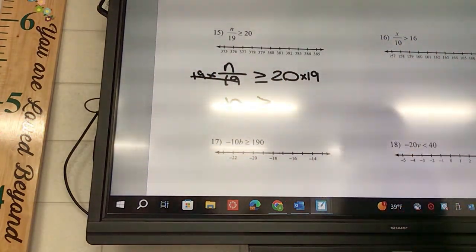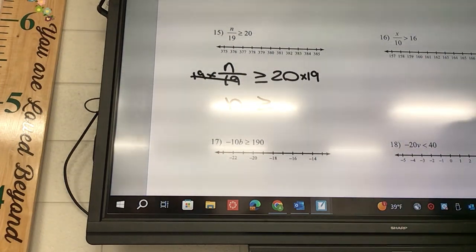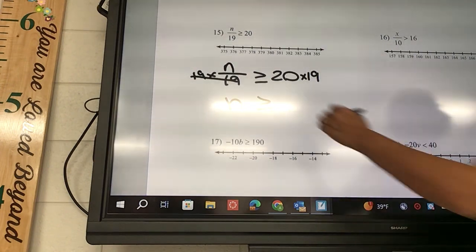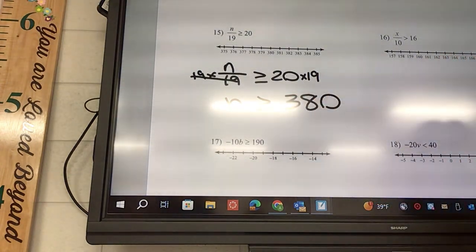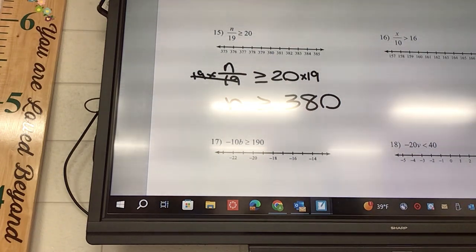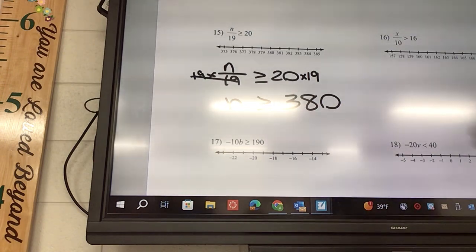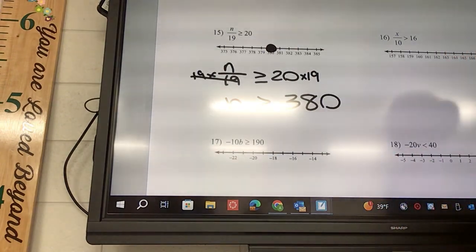Okay, what is 20 times 19? 378. You sure? 380. Okay, so on the 380, should that be open or closed? Closed, good. So it should definitely be closed.